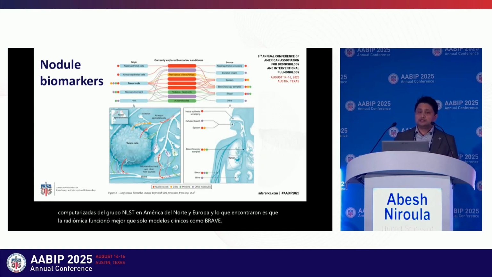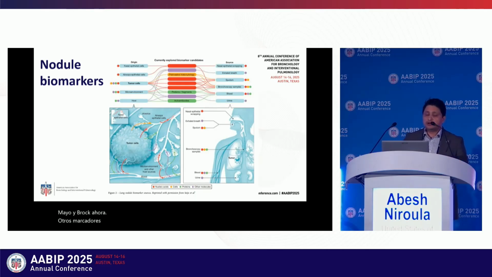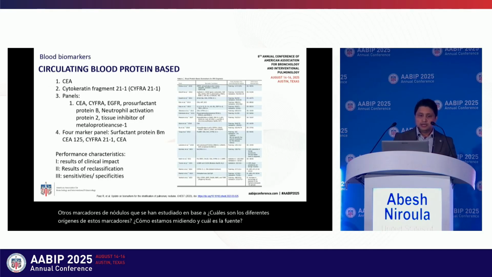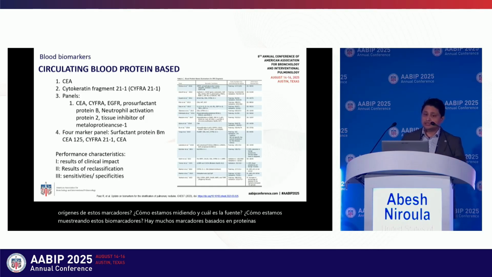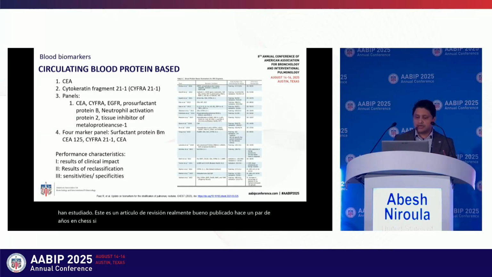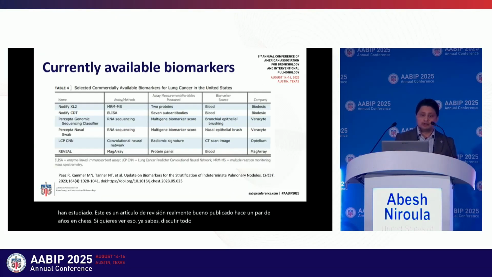Now, there are other nodule markers that have been studied, based on the different origins of these markers: what are we measuring, what is the source, and how are we sampling these biomarkers. There are a lot of protein-based markers that have been studied. This is a really good review paper published a couple of years ago in CHEST. If you want to look at that, discussing all of that is really beyond the scope of this talk today, but we will focus on currently available biomarkers.